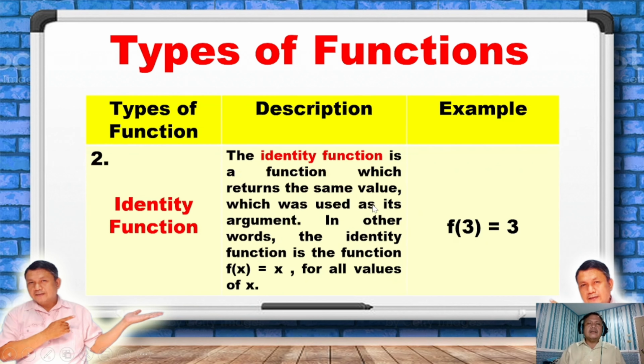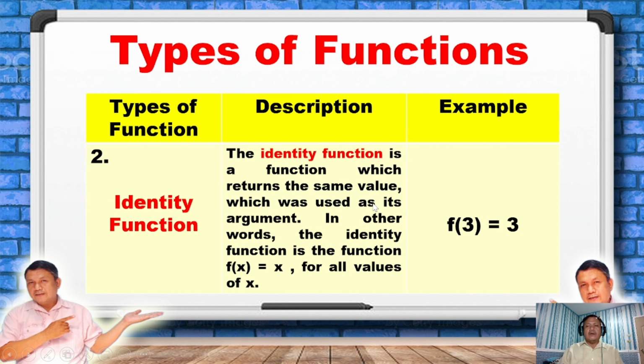The second type of function ay yung tinatawag nating identity function. Okay, so what does it mean? Identity function is a function which returns the same value which was used as its argument. In other words, the identity function is the function f of x is equal to x for all the values of x. So, in this case, if this is the given, f of x is equal to 3. So, yan yung tinatawag nating identity function.